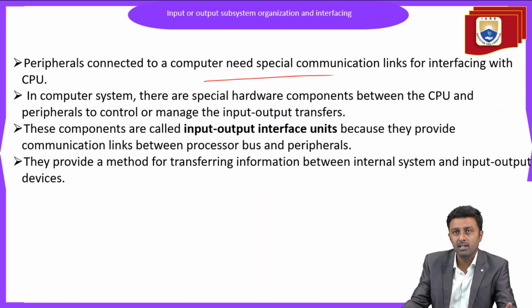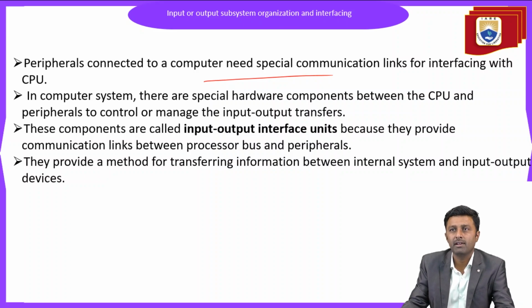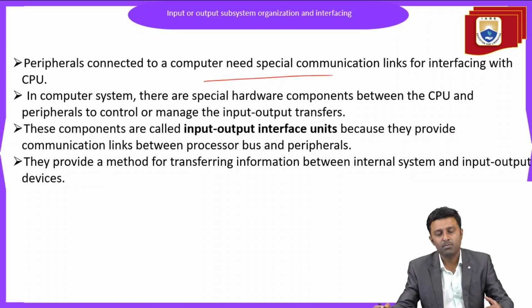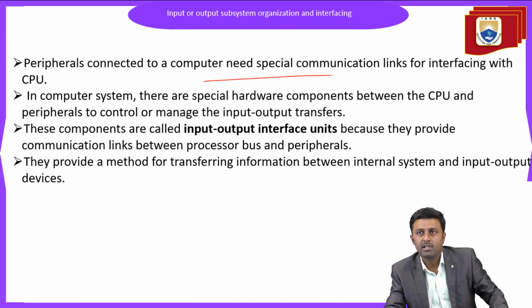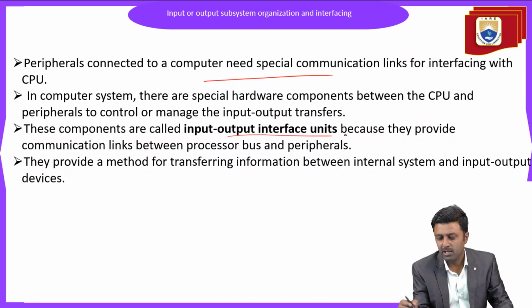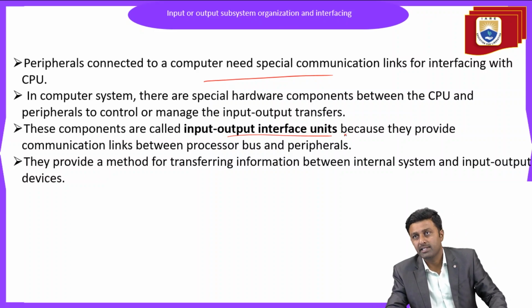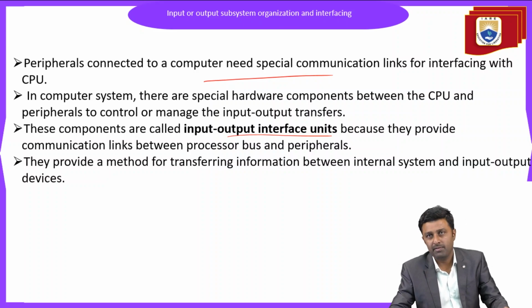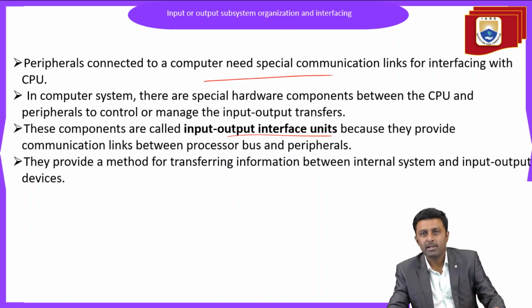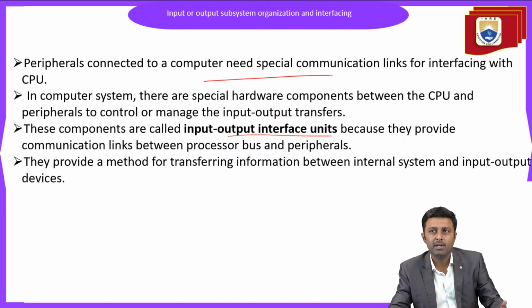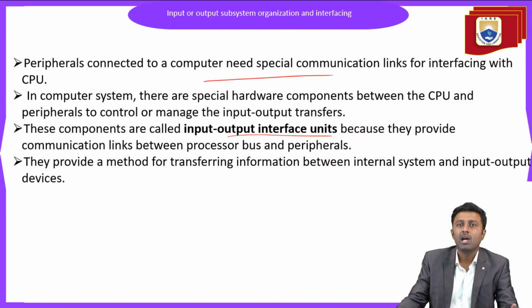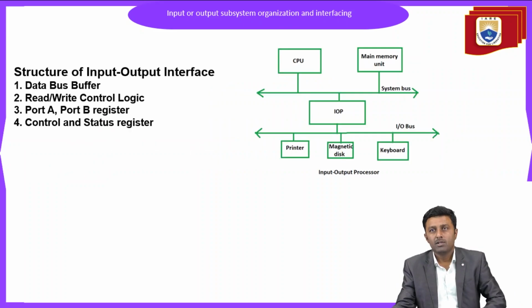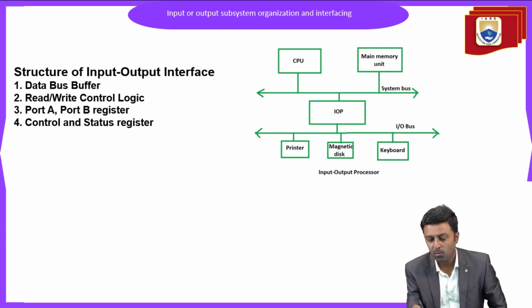In the computer system, there are special hardware components between the CPU and peripherals to control and manage the input-output transfers. These are called input-output interface units because they provide a communication link between the processor bus and peripherals. Thus they provide the method of transferring information between the internal system and the input-output devices. First we'll see the input-output processor.